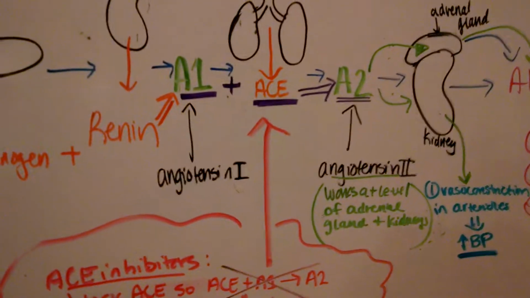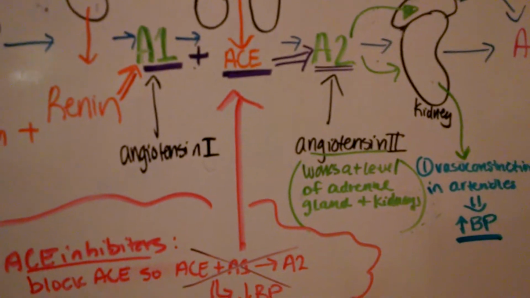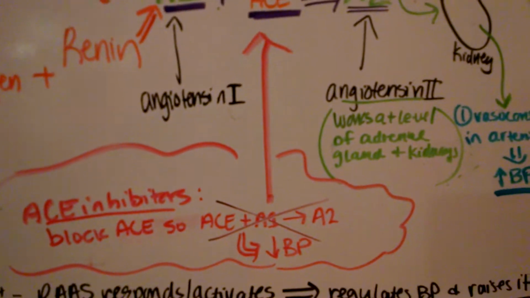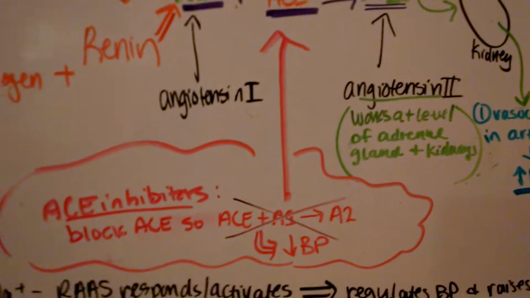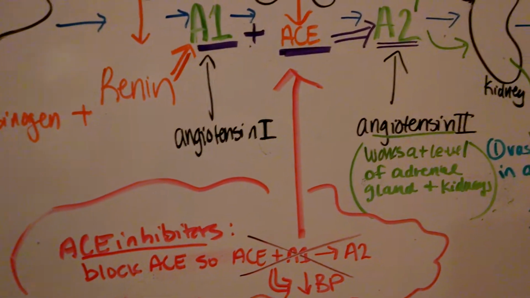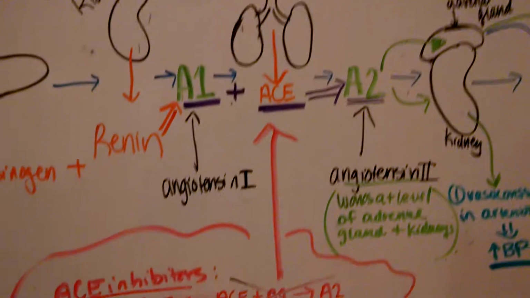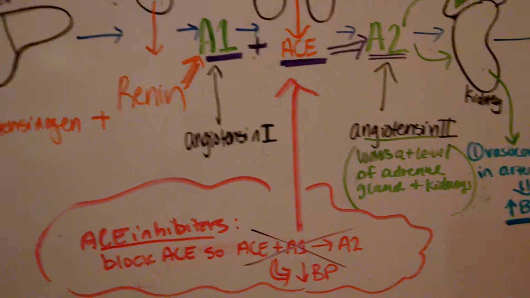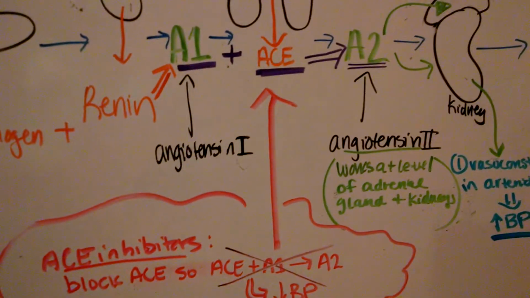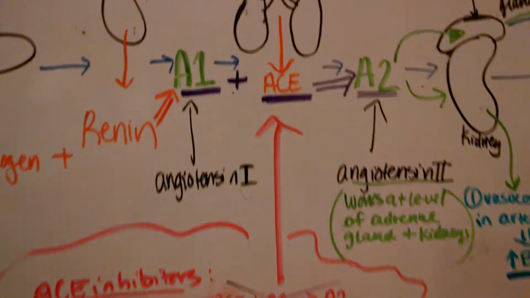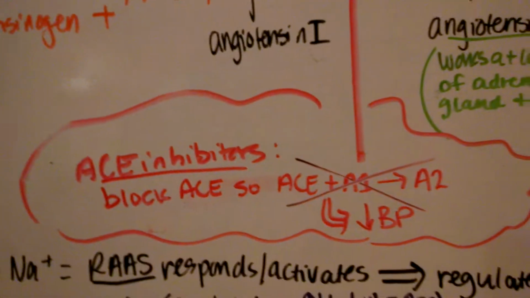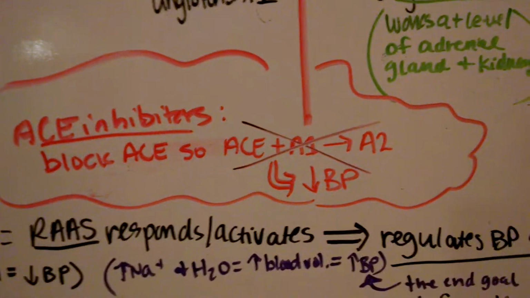But if we didn't want to increase the blood pressure, if we wanted to decrease it because it's high, we will introduce ACE inhibitors, angiotensin converting enzyme inhibitors, and those block the ACE that is released from the lungs from mixing with angiotensin 1 to create angiotensin 2. So this whole process does not happen, and then we get a decrease in blood pressure.